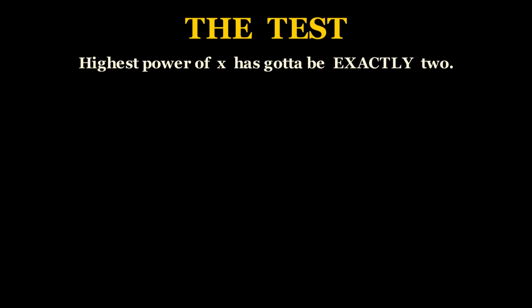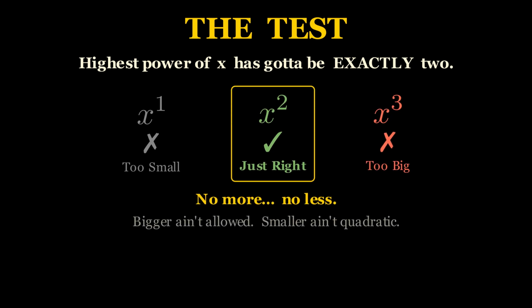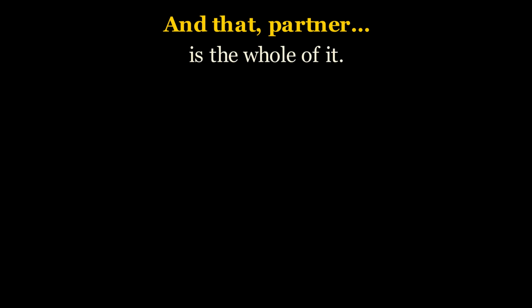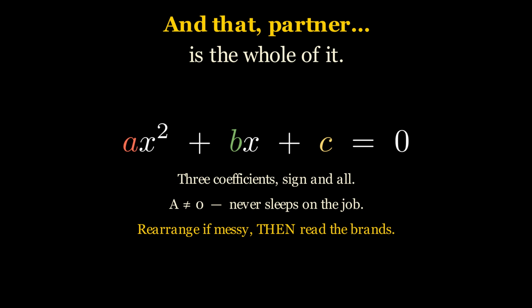The test is dead simple. The highest power of x has got to be exactly 2. No more, no less. Bigger ain't allowed. Smaller ain't quadratic. And that, partner, is the whole of it. A quadratic's just ax squared plus bx plus c equals 0. 3 coefficients with sign and all. And A never sleeping on the job. Read the brand, write down A, B, and C, and you're halfway to roping the answer.